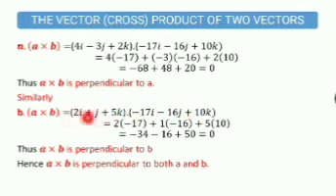So we are going to multiply 2 and minus 17. That's minus 34. The coefficient here is 1, so 1 multiplied by minus 16. Now it's minus 16. And the coefficient here is 5. 5 multiplied by 10 will give you 50. So minus 34 minus 16 is minus 50. Minus 50 plus 50 is equal to 0. So A cross B is perpendicular to B. Hence, A cross B is perpendicular to both A and B.